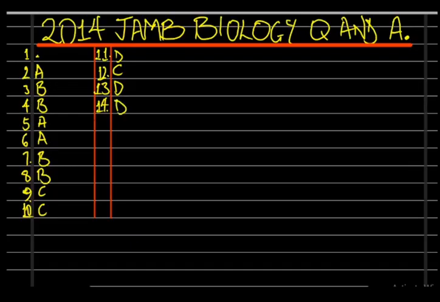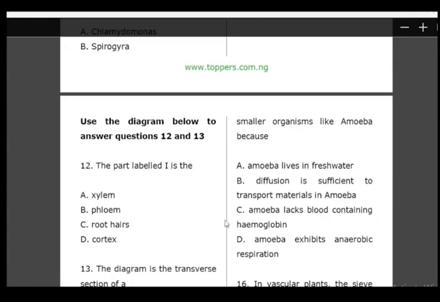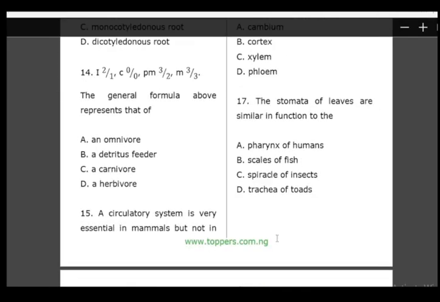And then question 15 says, a circulatory system is very essential in mammals but not in smaller organisms like amoeba because A. Amoeba lives in fresh water. B. Diffusion is sufficient to transport materials in amoeba. C. Amoeba lacks blood containing hemoglobin. D. Amoeba exhibits anaerobic respiration. So what is the answer to that question?